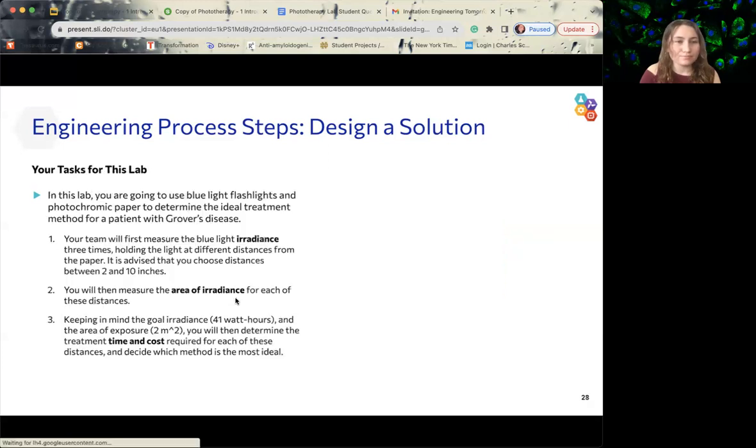So from there, your task specifically is you're going to first measure the blue light irradiance 3 times at different distances, okay? Because I mentioned previously, distance is really, really important. It's one of the ones you want to get at because with light therapy, it's like how close should the light be to the patient? Like what is its area of coverage it should be involved with? That should be really important, okay? And then you will also measure the area of irradiance, which is what I was saying earlier. And then you have to also keep in mind the time and the cost, right?